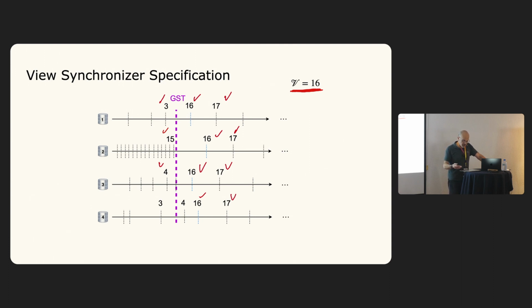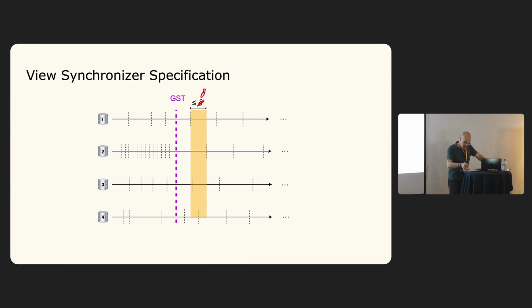This is important because we want to rotate leaders, so at some point we get to the correct leader, and that leader could terminate the protocol. Okay. So then bounded entry ensures that the width of this yellow part is less than, let's say, D.